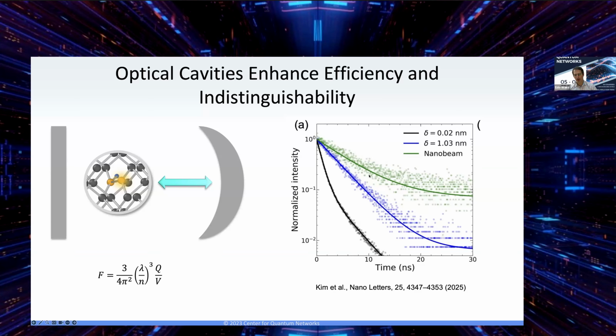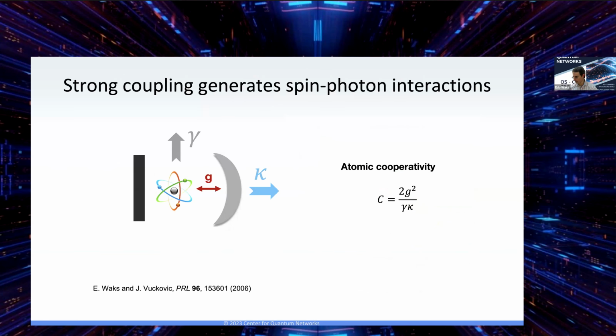And here's an example from our group of enhancement of an emitter when it's in an optical cavity. We get a 6-fold enhancement in the radiative lifetime of the emitter when it's coupled to the cavity versus when it's not coupled. And also this is associated with a 400-fold improvement in collection efficiency because the cavity that we use in this particular case is able to redirect the light very efficiently into an optical fiber.